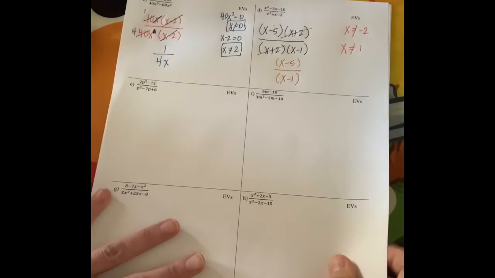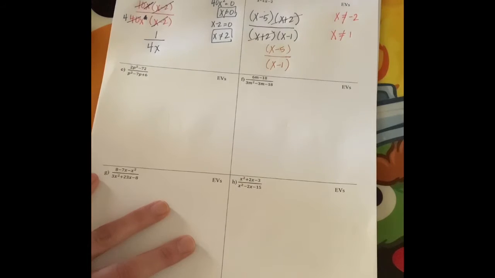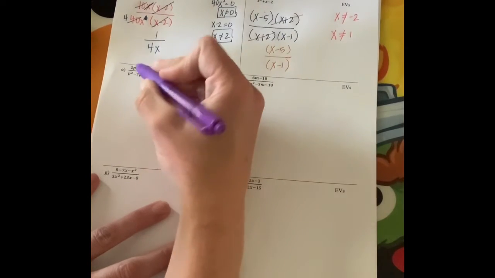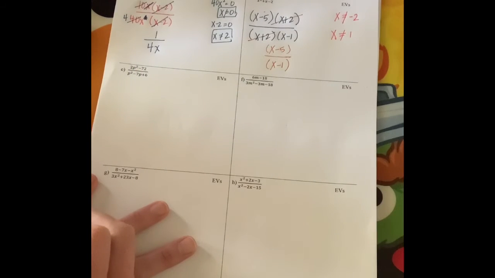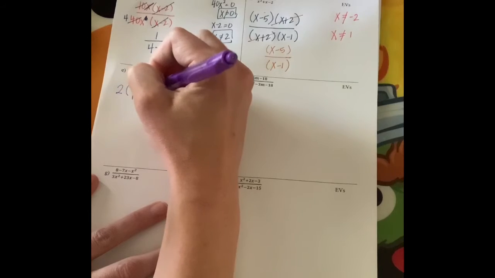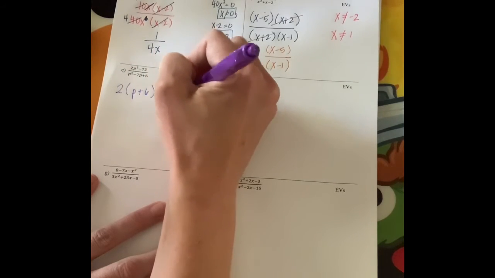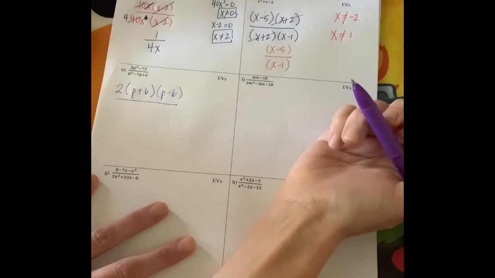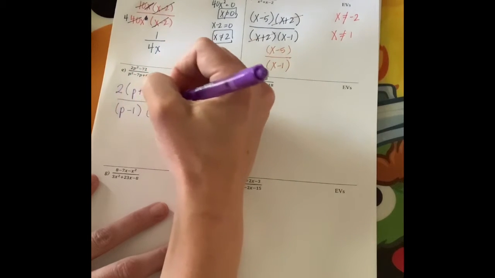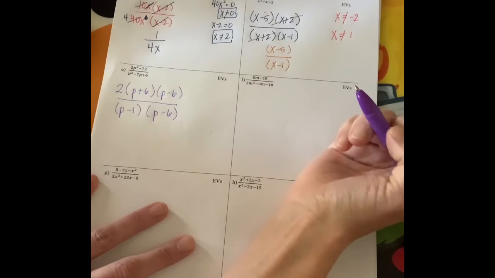On the next two examples, same kind of idea. You've got 2 terms, so you take out a GCF. When you take out the GCF, you'll have a difference of squares in the top. So the top actually factors to p plus 6 and p minus 6. The x is going to be needed on the bottom. That factors to p minus 1 and p minus 6.